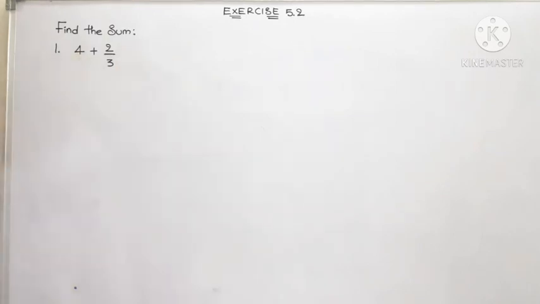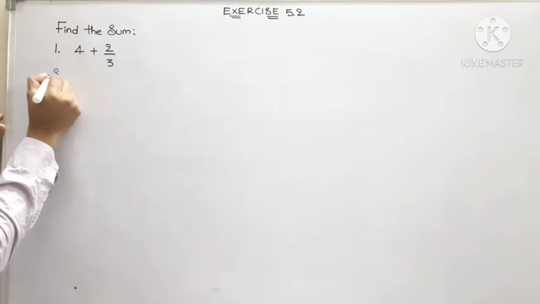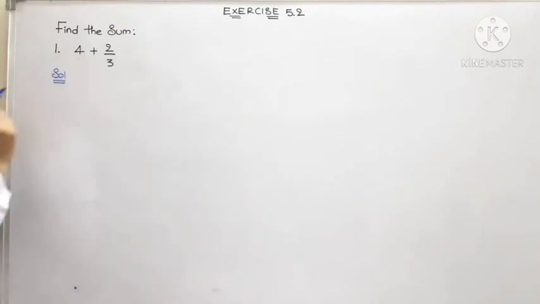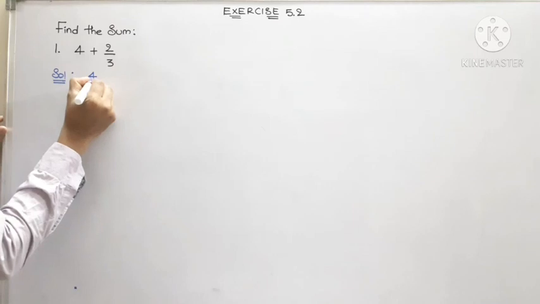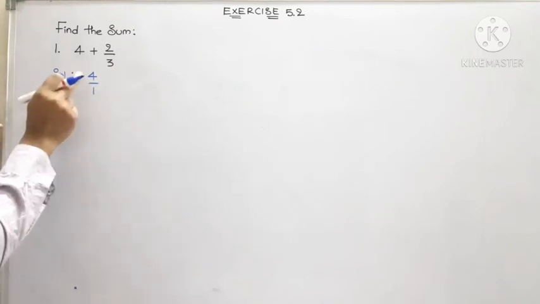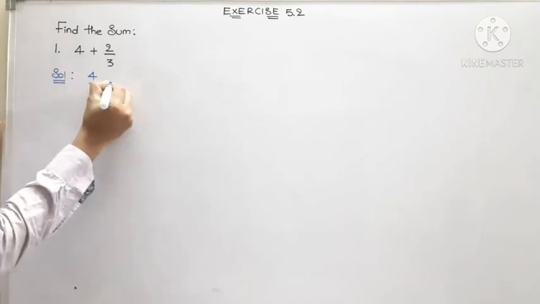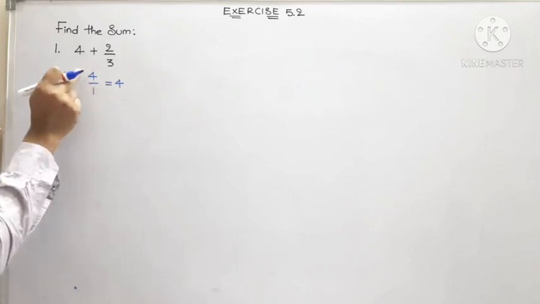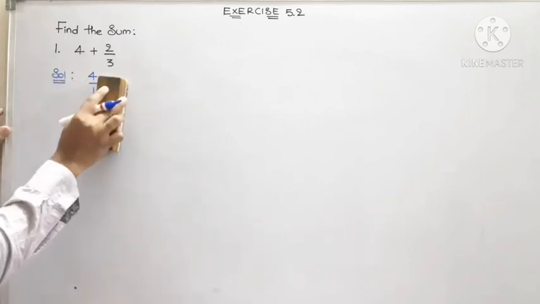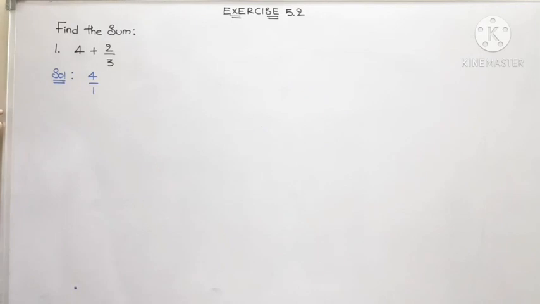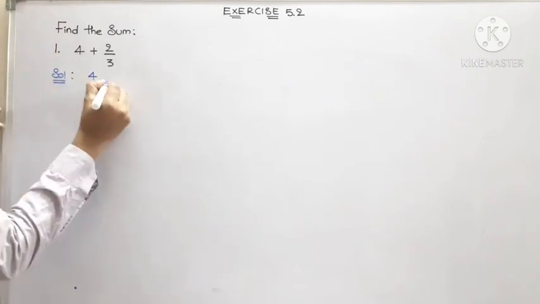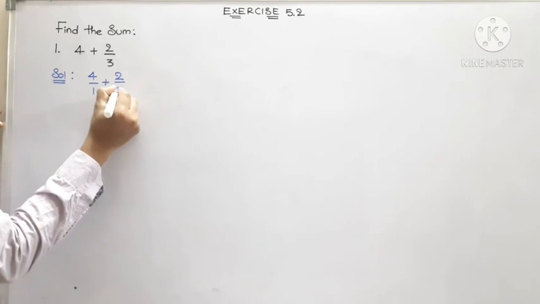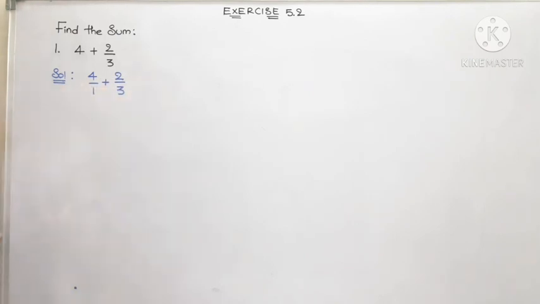Okay, look. So 4 plus 2 by 3 is given. As you already know, we can write 4 as 4 by 1, isn't it? Because 4 by 1 gives us 4 anyway. So writing 4 as 4 by 1 doesn't disturb the value of 4. For our convenience, we are going to write 4 as 4 by 1, and the other fraction as it is, that is 4 by 1 plus 2 by 3.